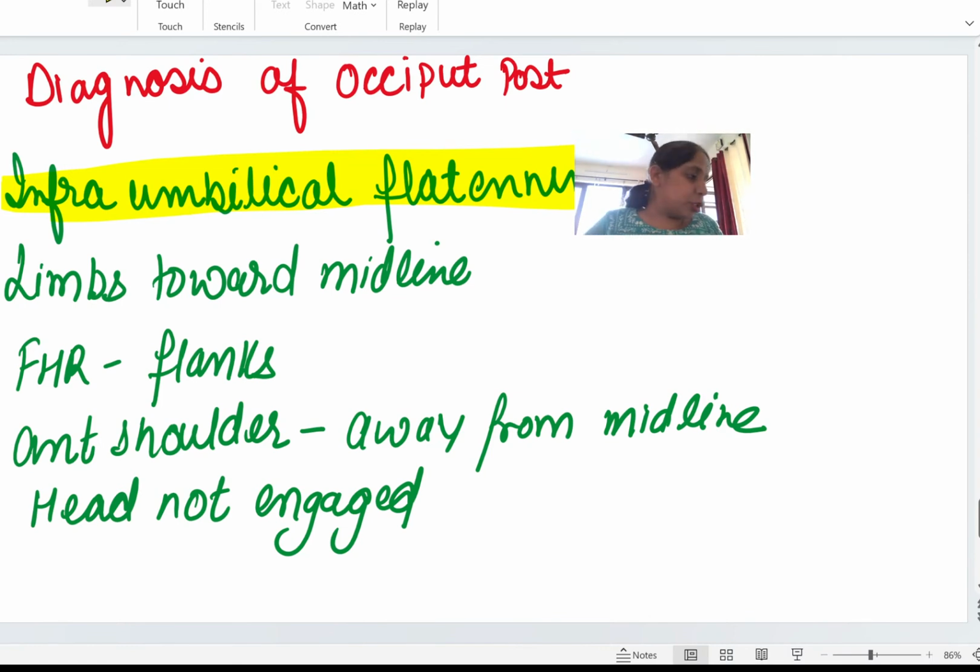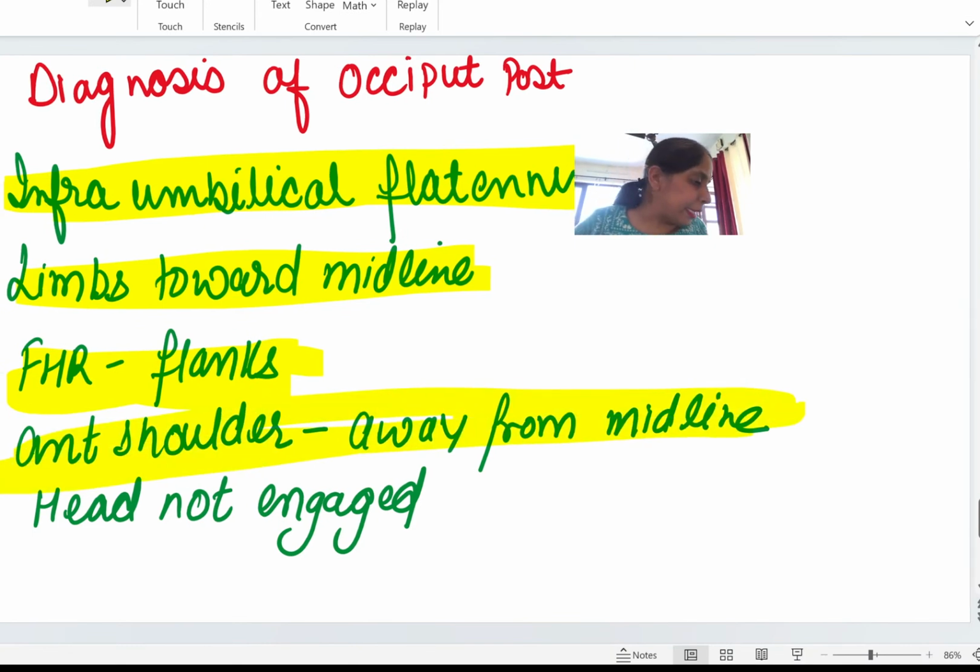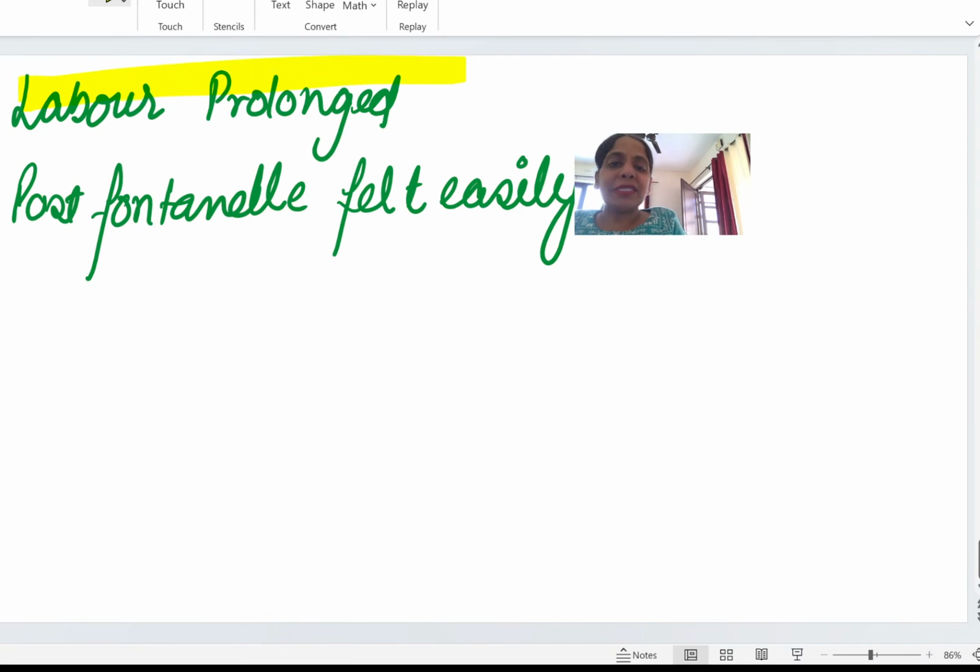Okay? So what are the terms which will be given in the question and you have to recognize it? Infra-umbilical flattening, limbs toward the midline, fetal heart rate in the flanks, anterior shoulder away from the midline, head not engaged, first stage prolonged, posterior fontanelle felt easily. If any of these terms is there in your question, it means it is a case of occipito-posterior.